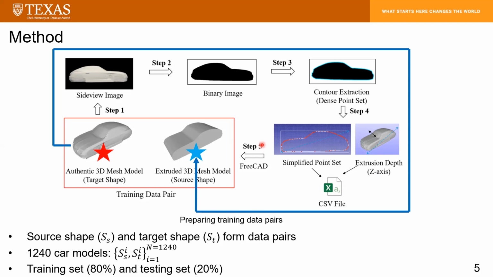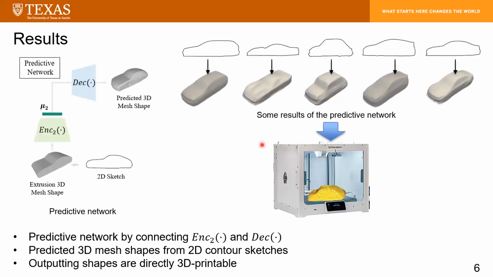During training, we divide them into training set and testing set. So here are some results. When the E2D network is trained, we connect the encoder 2 and the decoder to form the predictive network. Here are some results from this network. As you can see, we can predict an authentic 3D shape from a simple 2D contour sketch, and the resulting 3D shapes can be directly prototyped using a 3D printer.